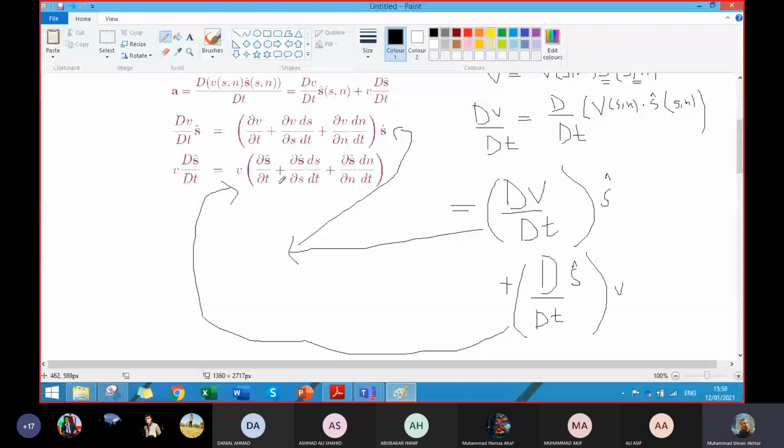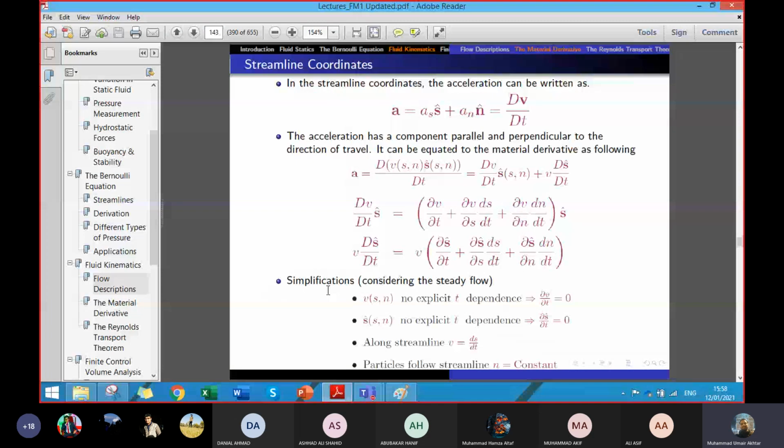And then again, when you apply the total derivative on the S direction, the S direction will vary with respect to time, and the S direction will vary with respect to itself. We know that this term will be equivalent to, what, these two terms will cancel out, right? So we can apply the following simplifications. We know that there is no explicit dependence of velocity on time in a streamline coordinate system.